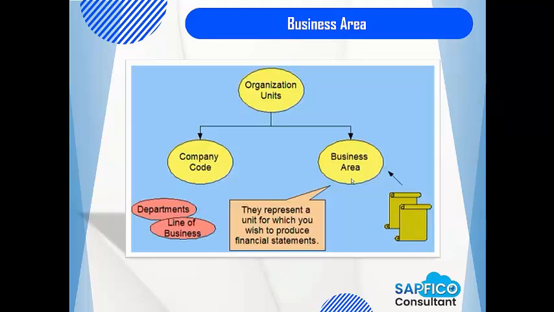So it can be a department. If you see here, the business areas can be created as departments, or it can be created as line of business. They represent a unit for which you wish to produce financial statements. So it can be a financial statement below the company code level. Okay, so let's say you want to go below the company code level, at department level, at line of business level. You can do that at business area level.